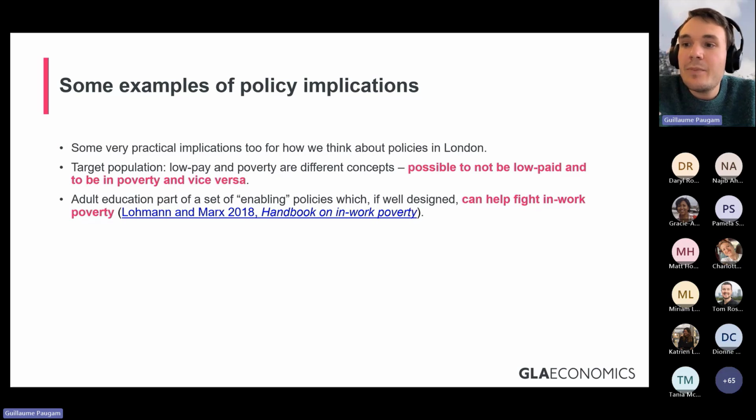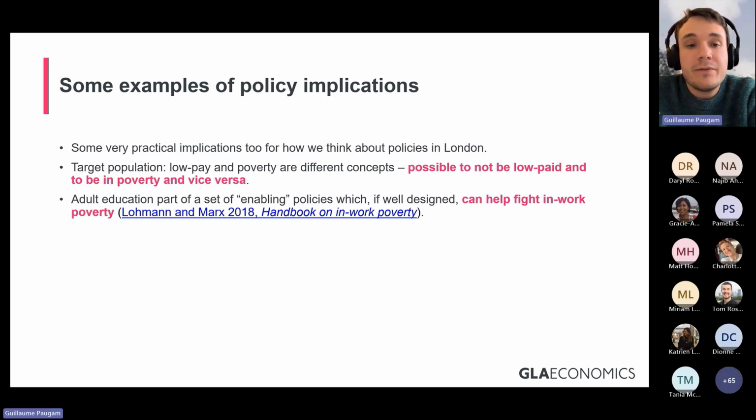So you can be low paid because, to take a complete caricature, you're working in a job that doesn't pay well because it's your passion and you're working freelance, but your partner is a billionaire. So you're low paid, but you're not in poverty. But on the other hand, you can be not low paid and in poverty if you think of someone that has a decent hourly wage, but can only work a few hours a week because of caring responsibilities. So there are very different target populations.